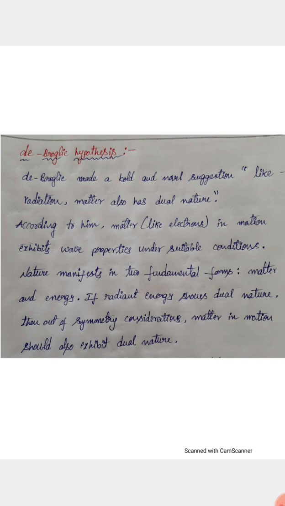The next topic is the de Broglie hypothesis. What is meant by hypothesis? A hypothesis is nothing but a suggestion or an idea given without conducting an experiment. That means without any experimental observation, if you make any suggestion or idea, we can call it a hypothesis. Here we are going to discuss the de Broglie hypothesis.